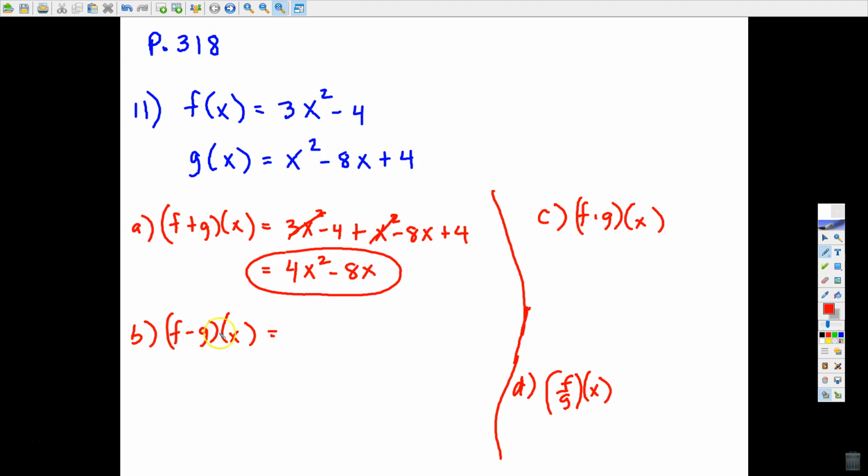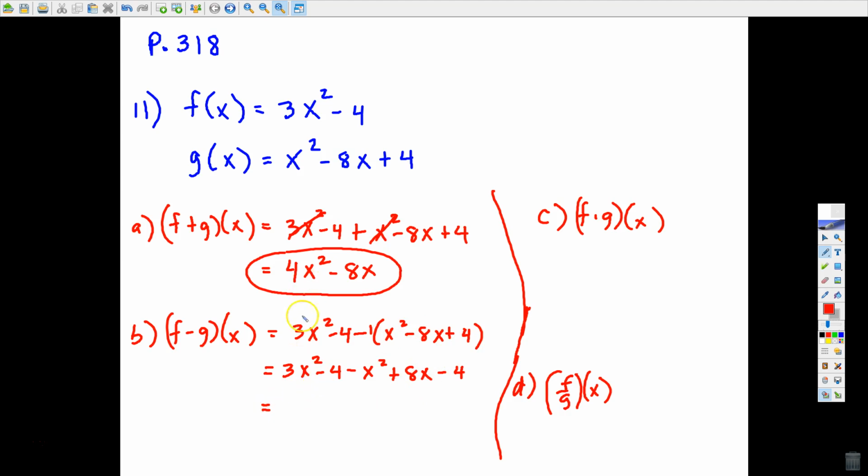Letter B means to subtract them, so be careful with subtraction. The f function is 3x squared minus 4. And I'm going to be subtracting the g function, so notice I'm going to put it in parentheses as a reminder that I am subtracting each one of these terms individually. So without parentheses, it would look like this: minus x squared plus 8x minus 4. Remember, distributing negative 1 to all 3 of those terms.